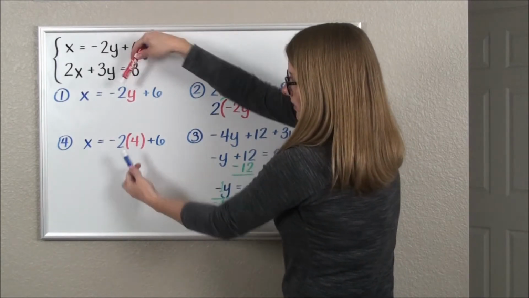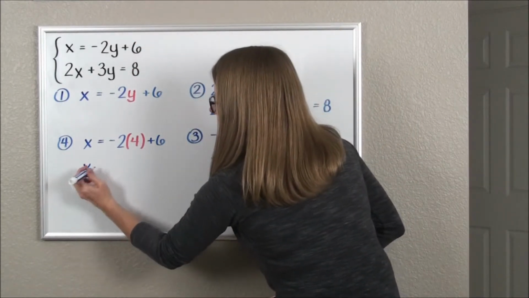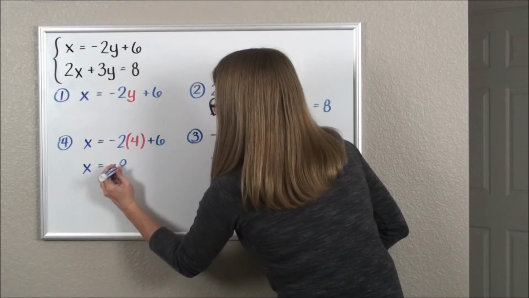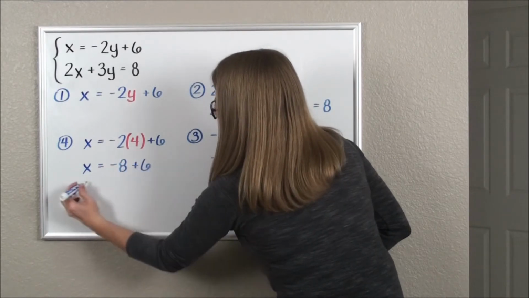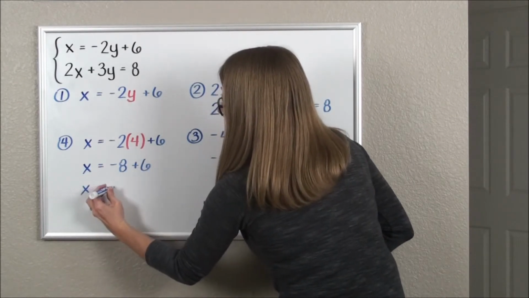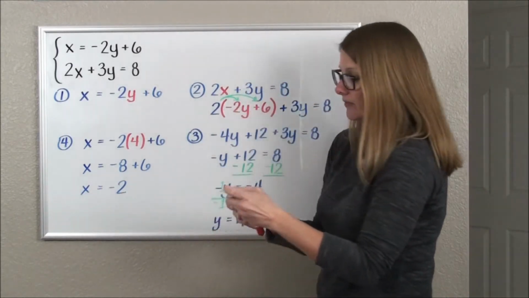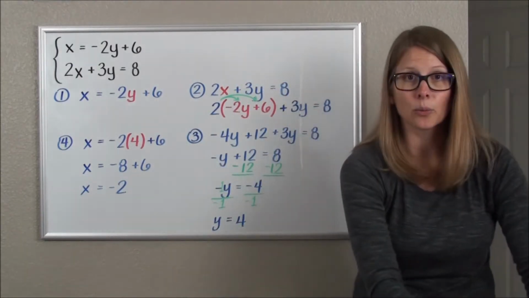Where there was a y, there's now a 4. So negative 2 times 4 is going to give me negative 8. And negative 8 plus 6 will give me negative 2. So I've now found an x value as well as a y value.